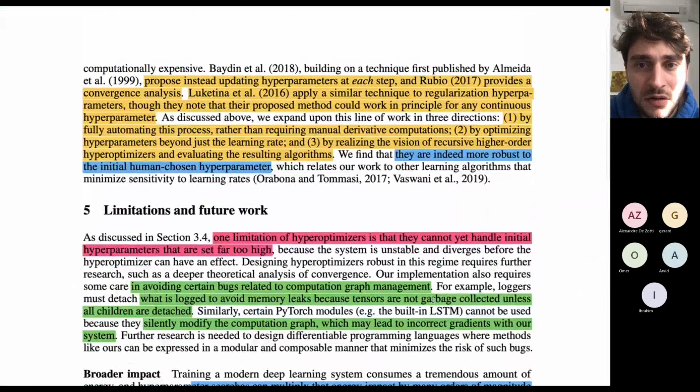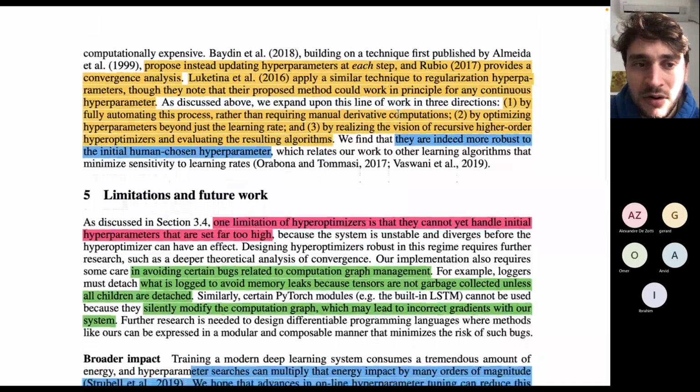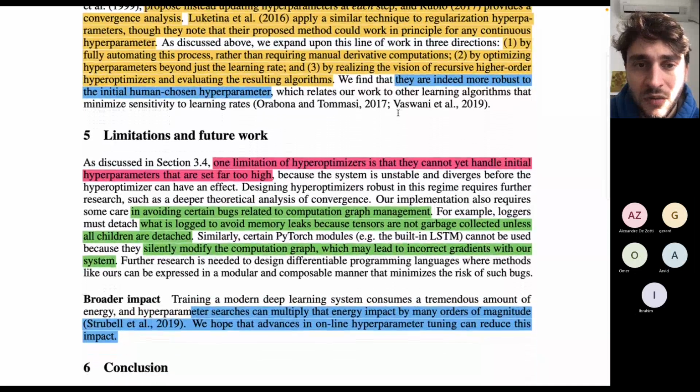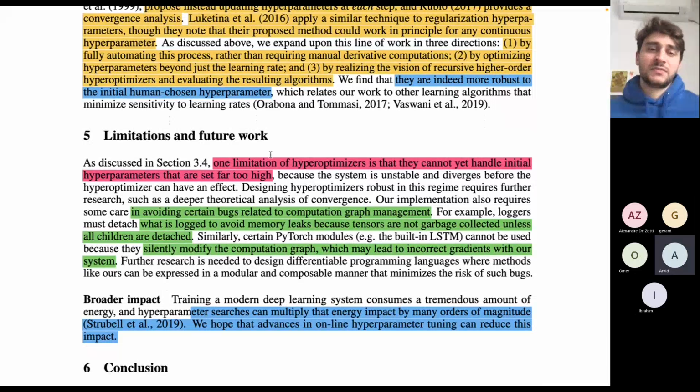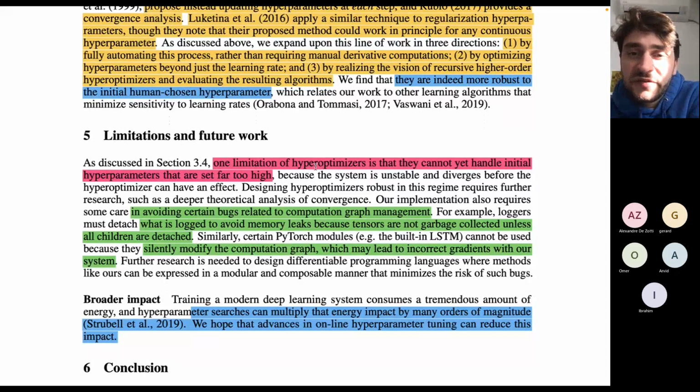And then they just talk a little bit about other related work. And then they talk about limitations in future work, which I actually think is important to mention. They say one limitation of hyperoptimizers is that they cannot yet handle initial hyperparameters that are set far too high. So they can't deal with hyperparameters that are set really high. Makes sense, because then you have an unstable training process, and that's just a problem. But I'll come back to this because I wanted to have a discussion about something that this all brings up.